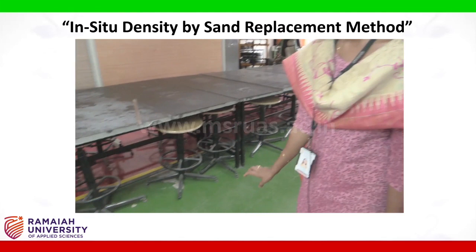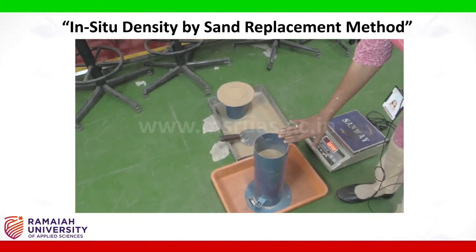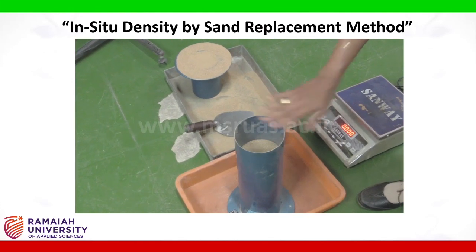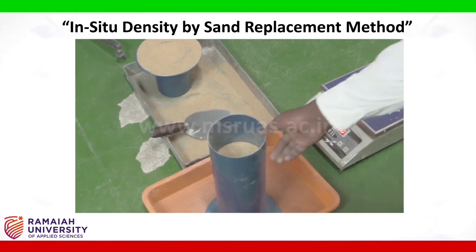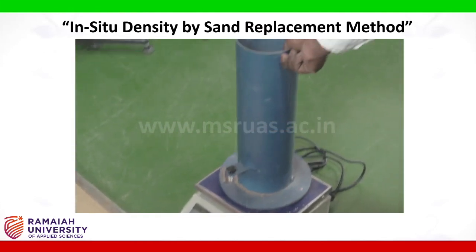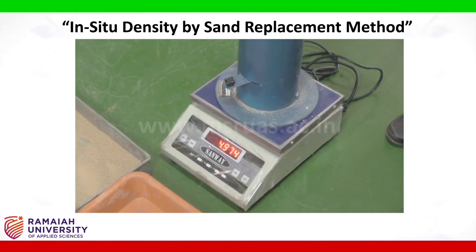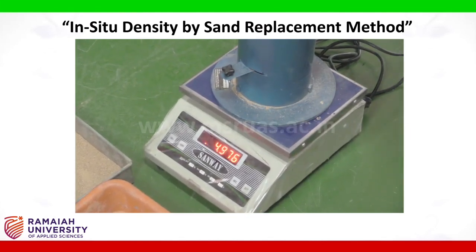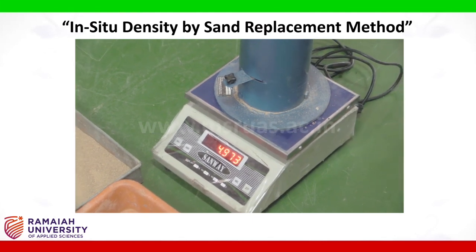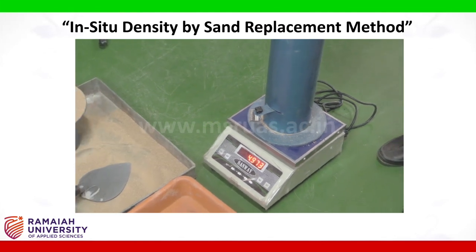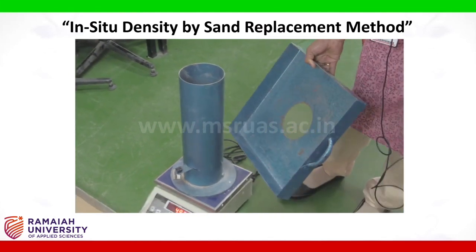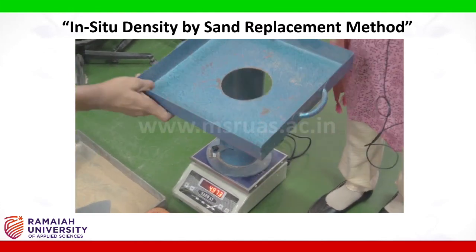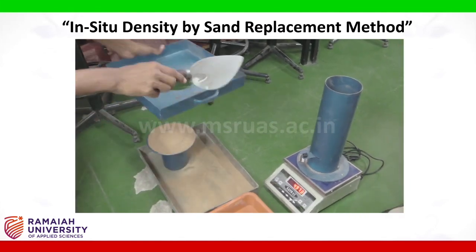Once the calibration is over, we will fill the sand pouring cylinder with some more sand till a portion below the top and weigh it. The weight of the sand pouring cylinder now is 4.973 kilogram. Now we will take the tray with the hole to the field along with this sand pouring cylinder and a trowel, and we will continue in the field.